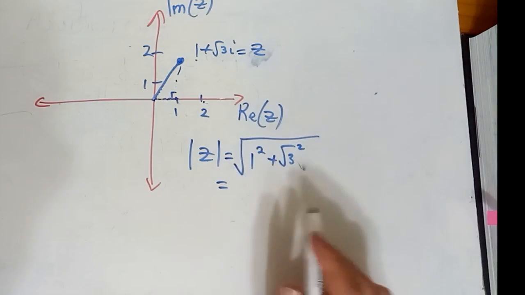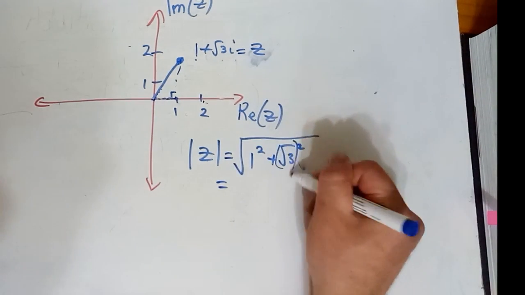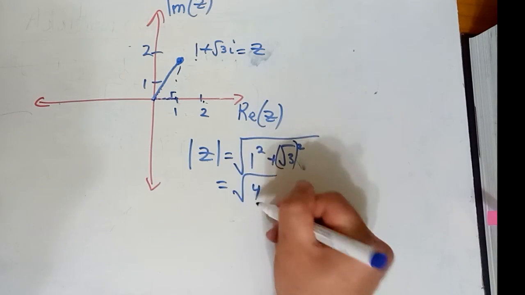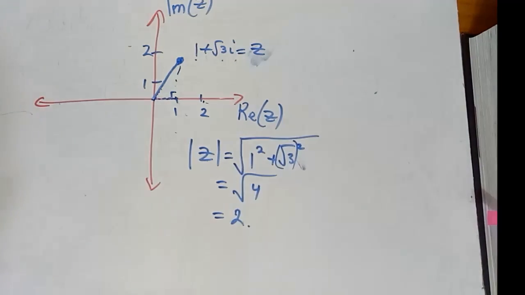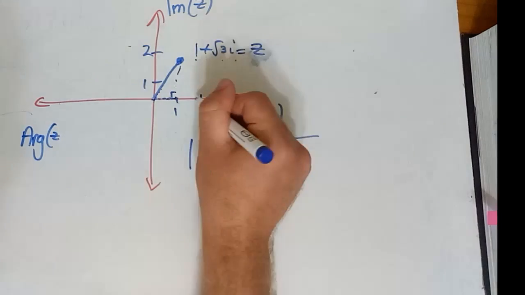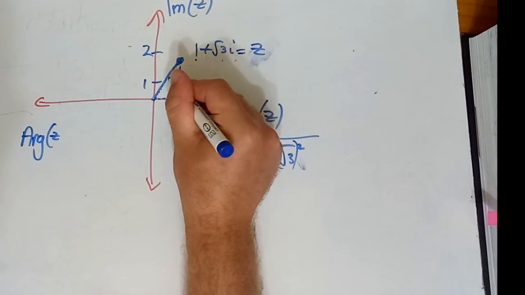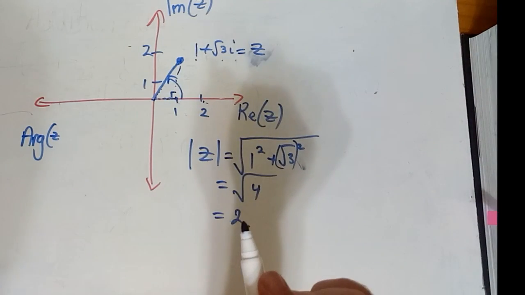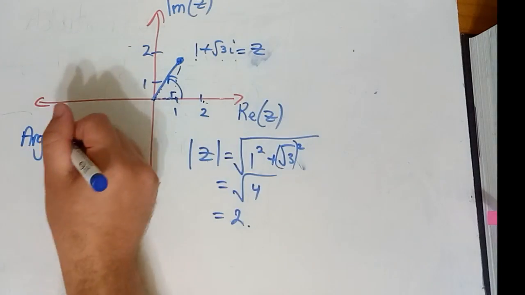Yeah. How far are we away? We are root 4 away, which is a positive distance of 2. Okay, we can also find the argument. So the argument is the angle that the complex number is around from the positive x-axis.